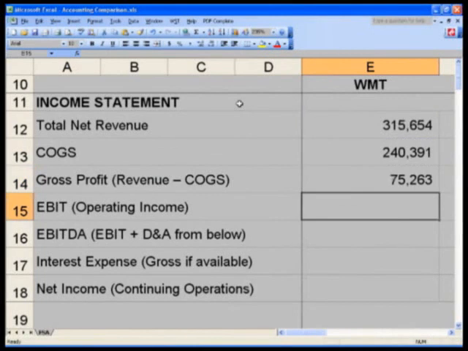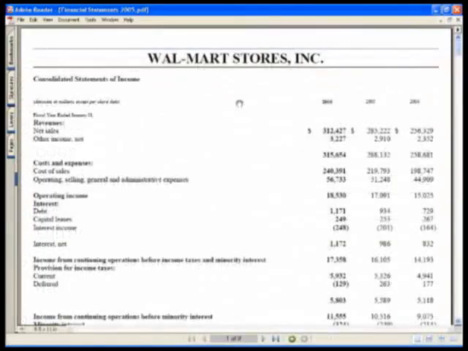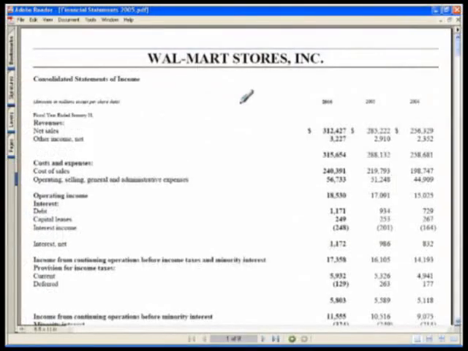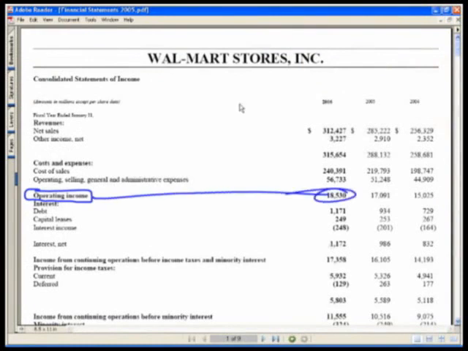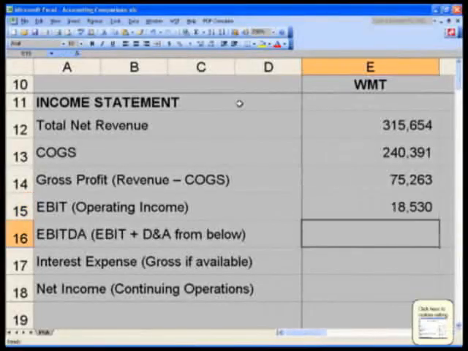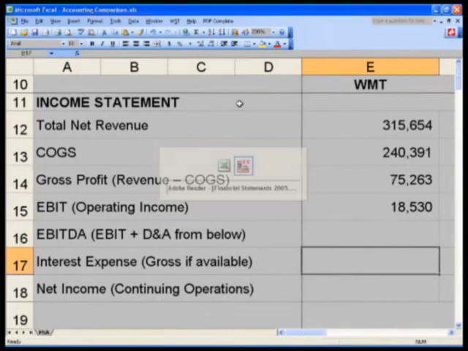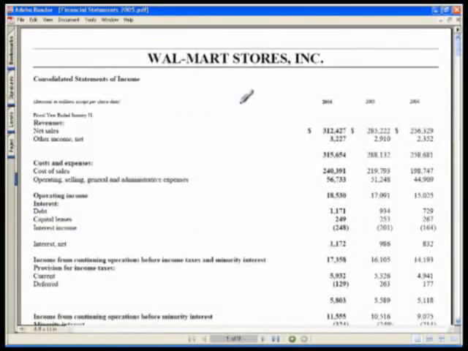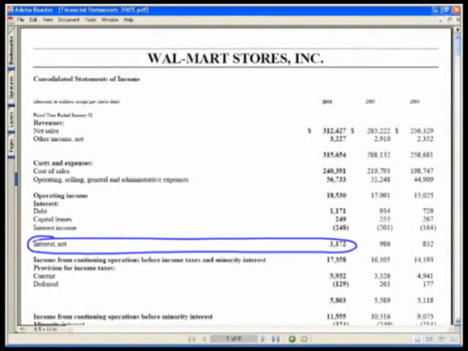The next number I need is my EBIT number. So let me go back and get my EBIT number from Walmart. EBIT is the same thing as operating income. That number, 18,530. So please, you will have written down 18,530 in your answers. EBITDA, let's skip that for a quick second. We got to get DNA from our number down below. But let's get our interest expense number. Our interest expense, the total interest expense net is 1172.